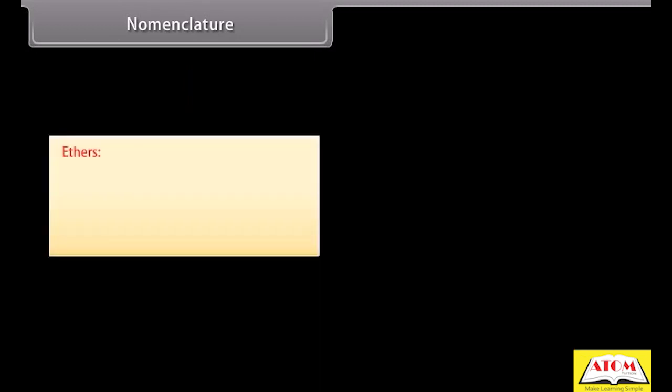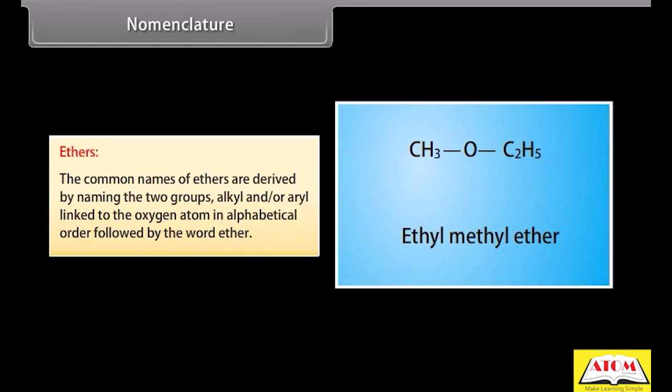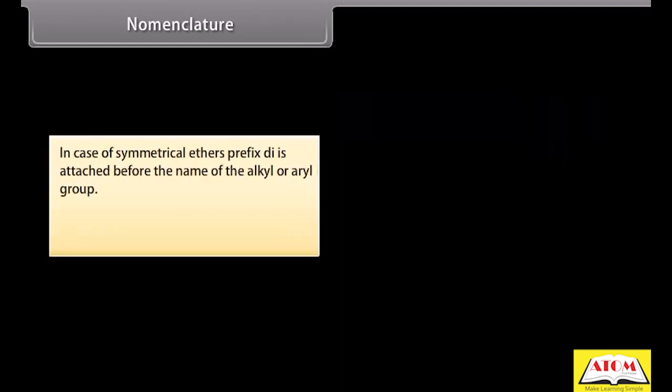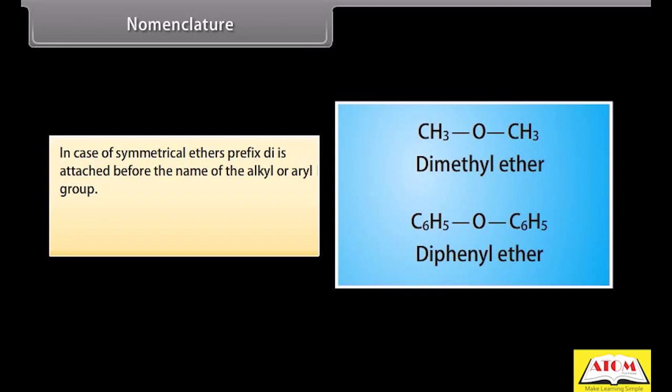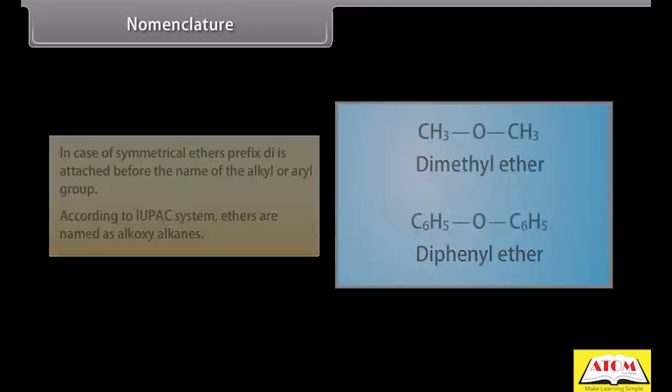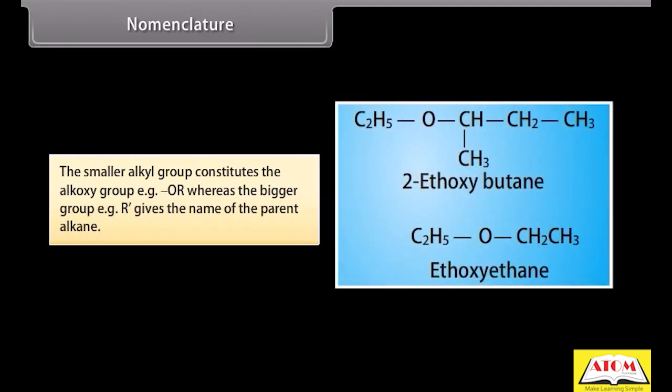Nomenclature. Ethers. The common names of ethers are derived by naming the two groups, alkyl and or aryl, linked to the oxygen atom in alphabetical order followed by the word ether. In case of symmetrical ethers, prefix di is attached before the name of the alkyl or aryl group. According to IUPAC system, ethers are named as alkoxy alkanes. The smaller alkyl group constitutes the alkoxy group, for example OR, whereas the bigger group, for example R', gives the name of the parent alkane.